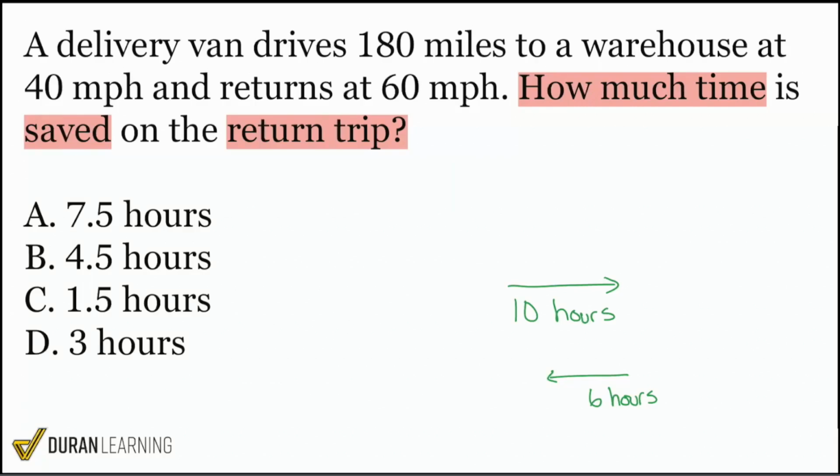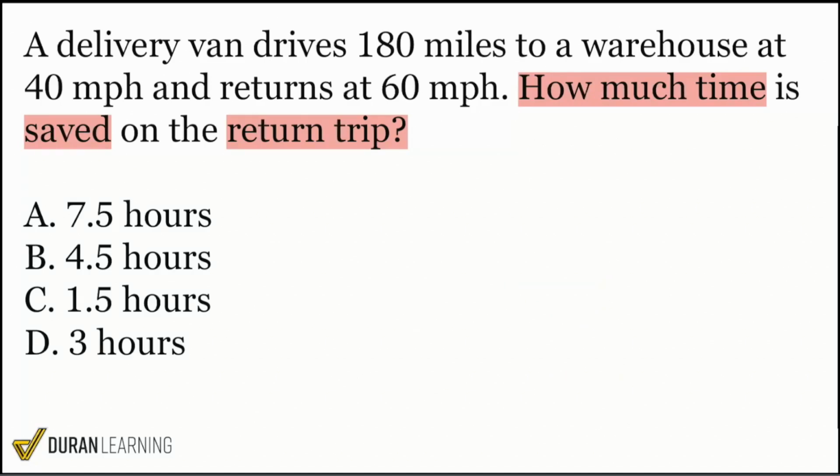But if you take a look, if we took 10 hours to get there, and then we took 6 hours to get back, you're going to subtract 10 minus 6, and that's going to give you 4 hours that you saved. Because it would have taken you 10 hours to get back, but no, you only took 6. So it was a difference of 4. You saved 4.